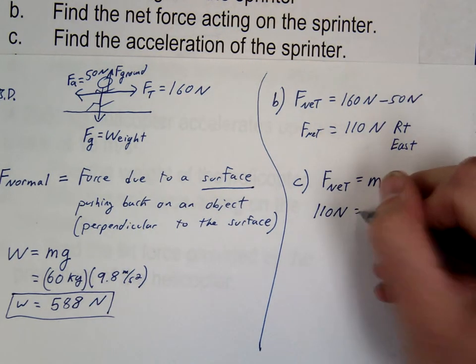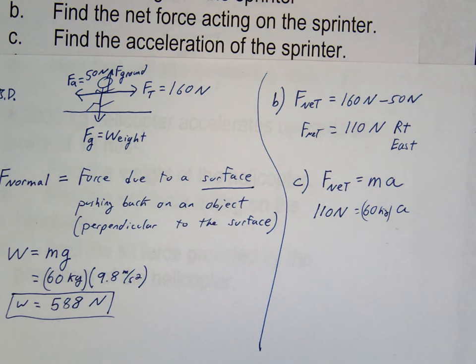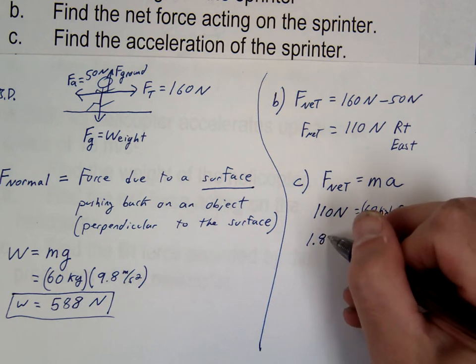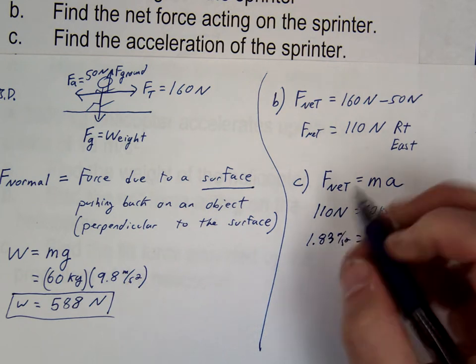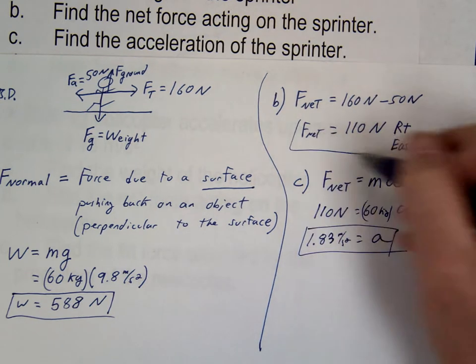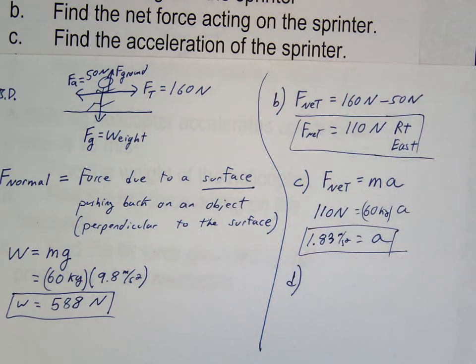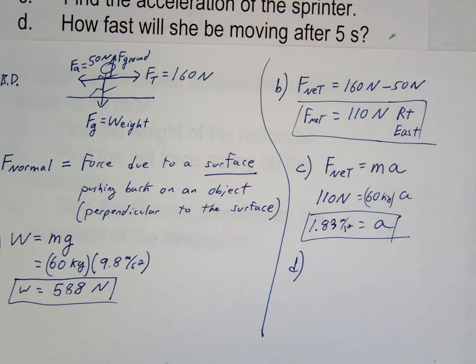So 110 equals, what was our mass? 60 times A. Letter D. How fast will she be moving after 5 seconds?